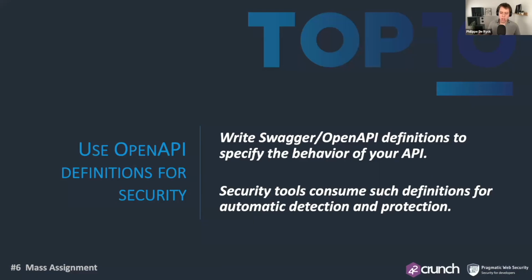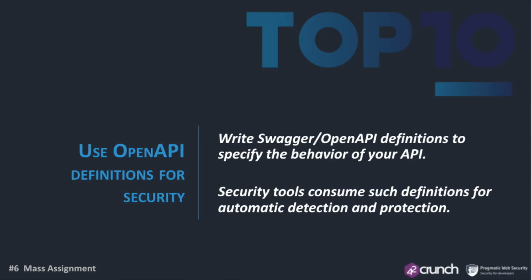So the takeaway, and that's maybe the most important takeaway of the whole data exposure and mass assignment topic: use OpenAPI definitions for security. Really, really important. Write them, get used to writing them, maybe auto-generate some code from them if you want to save time. That's also awesome. And then use security tools that know how to handle these things. And with that, I'm going to shut up.